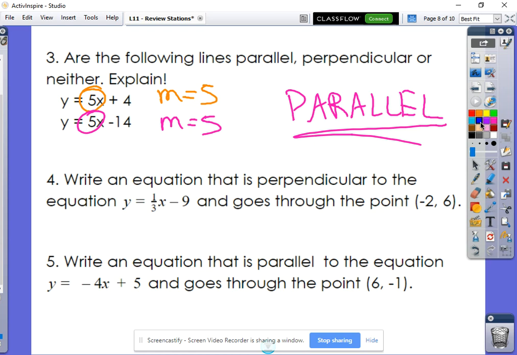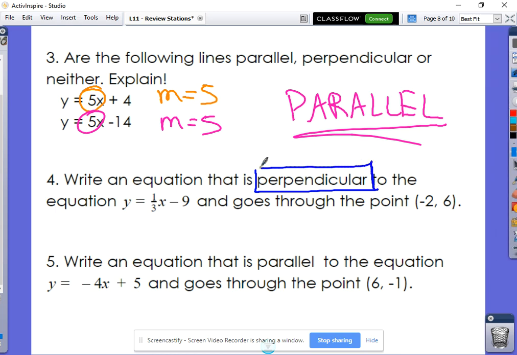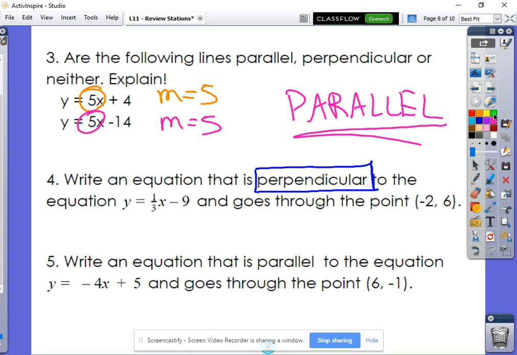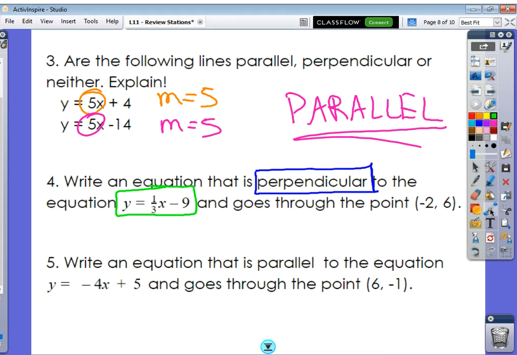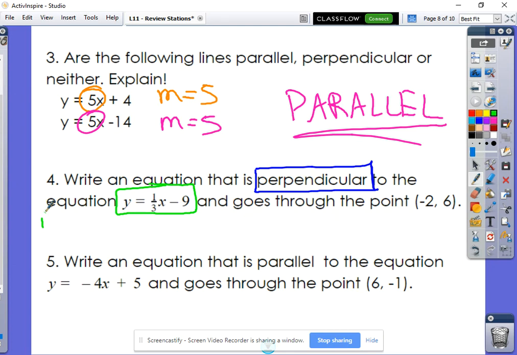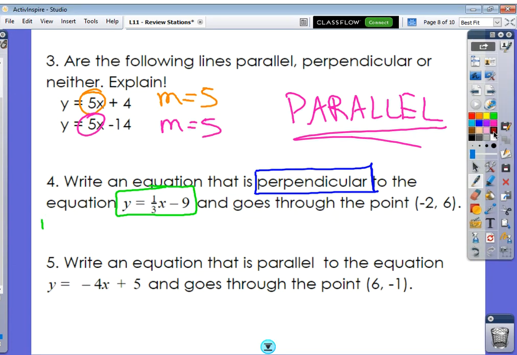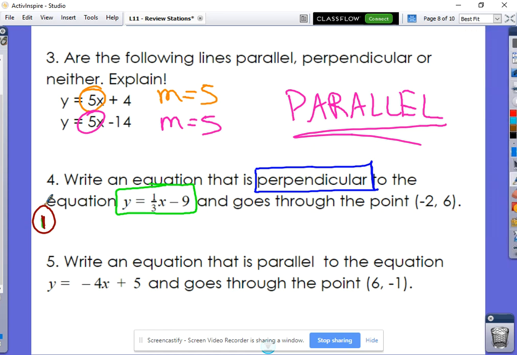Number 4, write an equation that is perpendicular. So we need our line to be perpendicular. Underline, highlight that to the equation, and we give it to you here, the equation y equals 1/3 x minus 9. So this is going to take a little bit of work. What we're going to need to do is find our new slope first. We talked about this a couple of days ago. There were 4 steps. Step number 1 was to find our new slope.